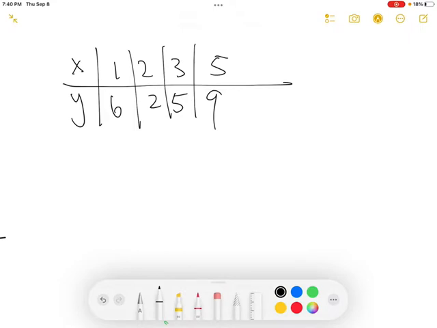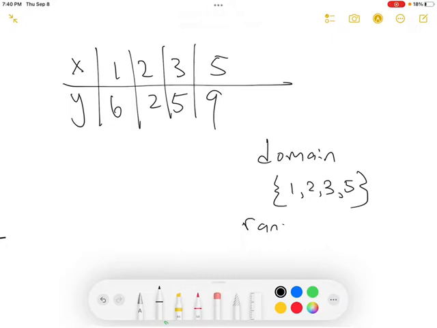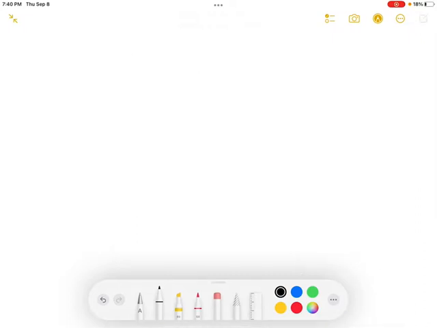All right, now the first question here is, what is the domain? The domain is all the x values. And so all the x values here are 1, 2, 3, and 5. Now the range is all the y values, 6, 2, 5, and 9. So that's kind of an easy example. Domain is x, range is the y values. Now you'll probably run into a situation though that's more like this, x, y.